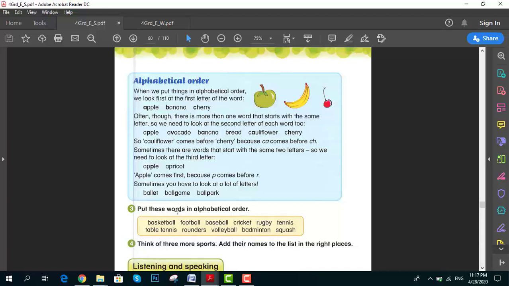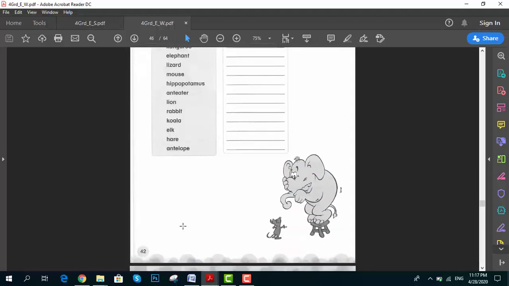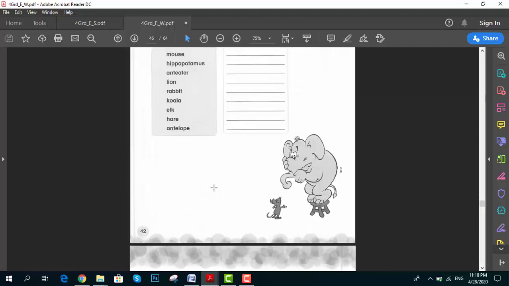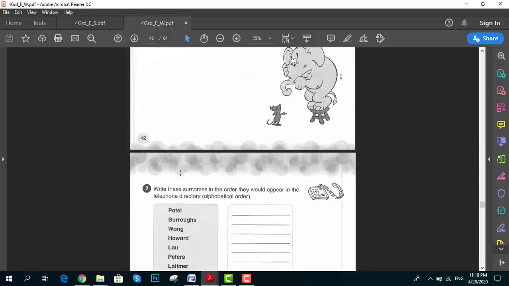Now we have the alphabetical order. We studied that, and we actually have in the workbook 2 questions about alphabetical order. I told you to arrange these words in alphabetical order, and also these words. We said that you should memorize the alphabet: A, B, C, D, E, F, G, H, I, J, K, L, M, N, O, P, Q, R, S, T, U, V, W, X, Y, Z. You should study them, and then you should order these words alphabetically.